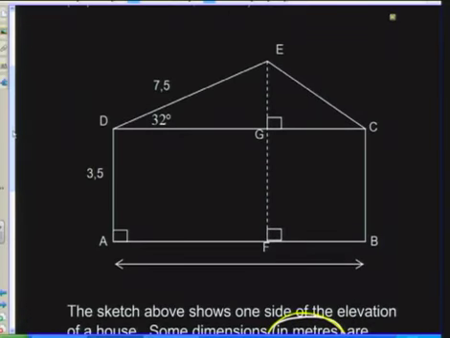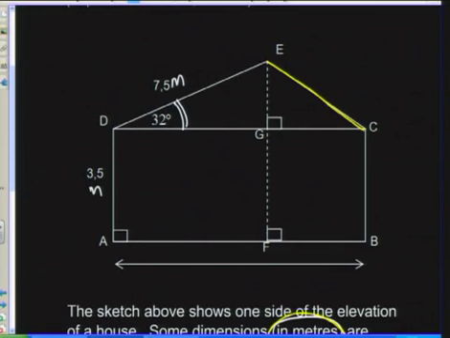So let's go to the picture. We'd like to find the length of EC, and we've been given that DE is 7,5, and we've been told that's in meters. We've been given this angle, and we've been given that this is 3,5 meters. So we've got 3.5 meters, 7.5 meters, and this is a side or a cross-section of a house, and we'd like to be able to work out what that dimension EC is. Okay?